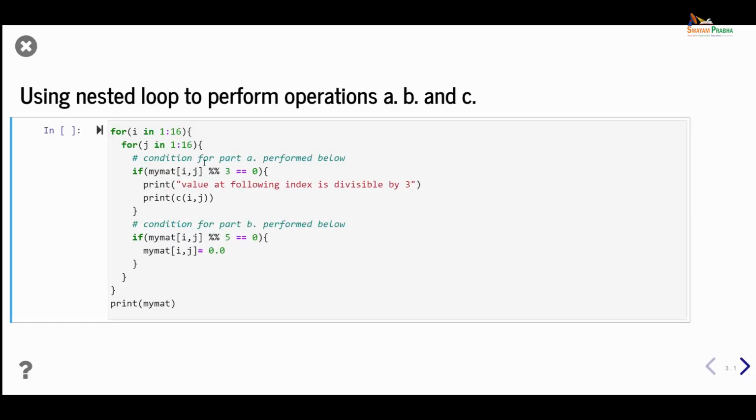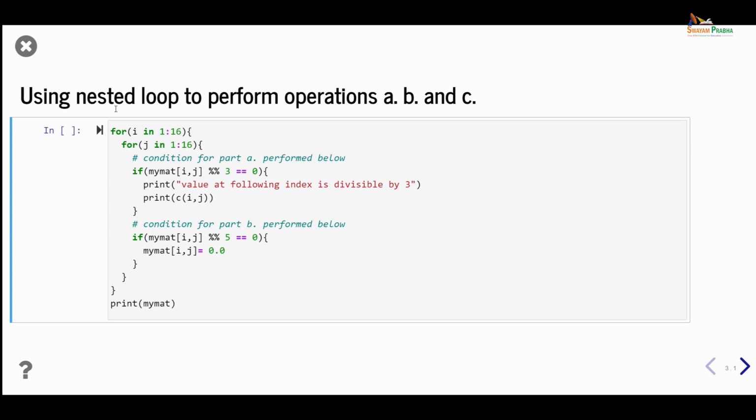We are going to use a nested loop to perform the operations A, B and C. Nested loop is nothing but the placing of one loop inside the body of another loop. When you nest two loops, the outer loop takes control of the number of complete repetitions of the inner loop, and thus the inner loop is executed n times for every execution of the outer loop.